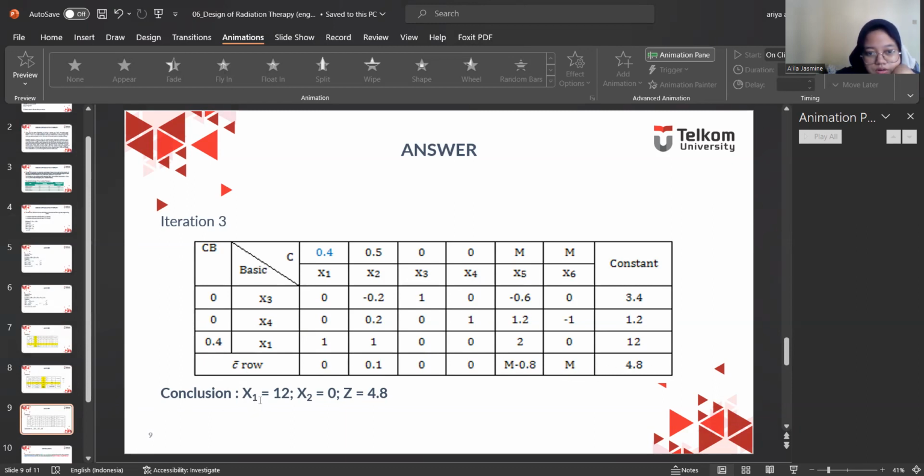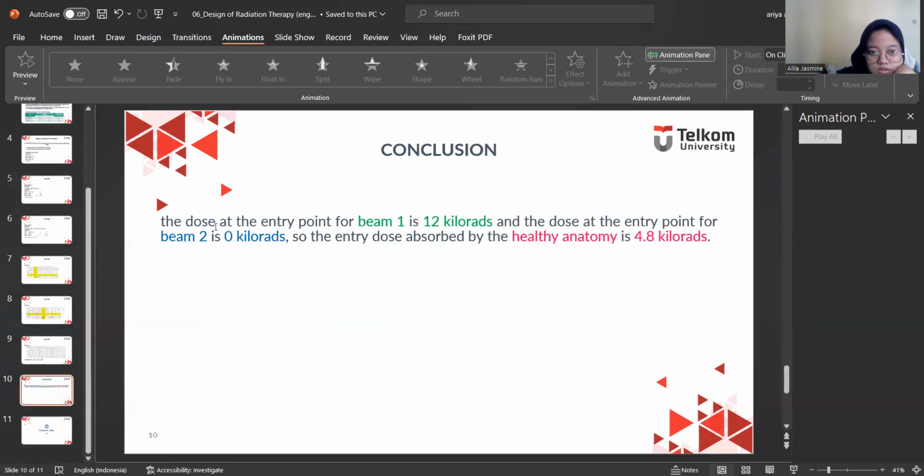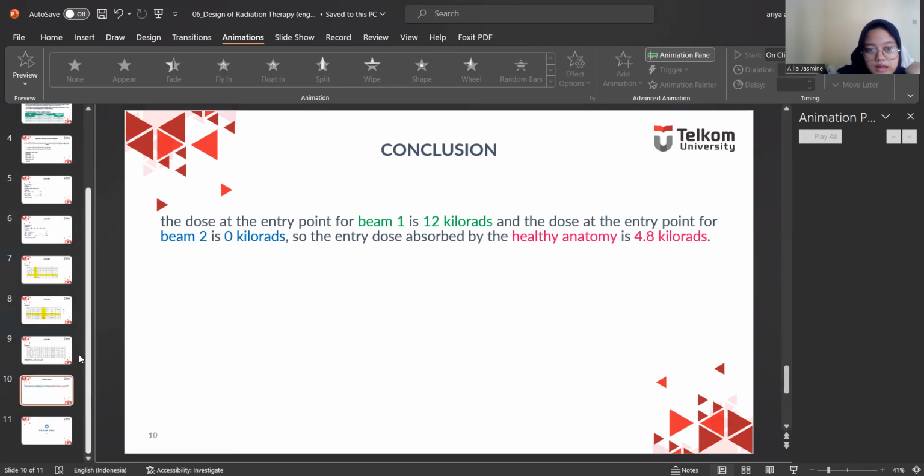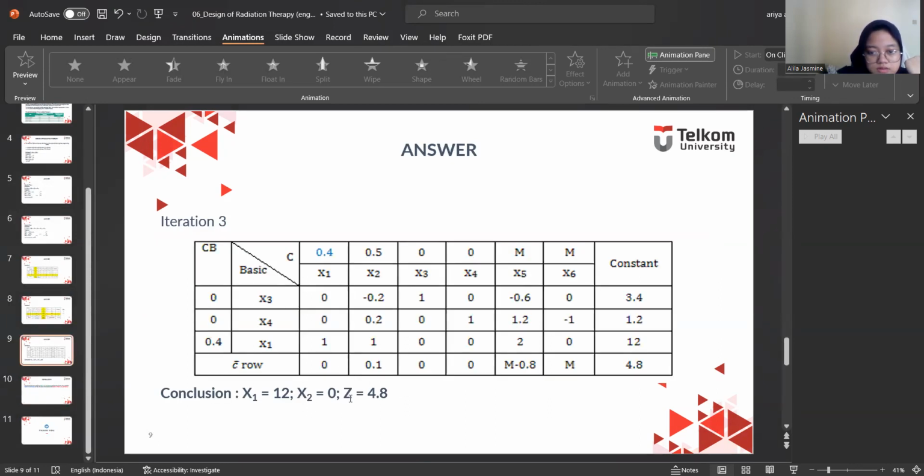So we have the conclusion that x1 is 12. Here we can see in the constant column, x2 is 0, and Z is 4.8. So the dose from beam 1 is 12, and the dose for beam 2 is none, or 0. And the total dose absorbed by the healthy anatomy is 4.8 kilograms. That's from the Z equation. I think that's all from me.